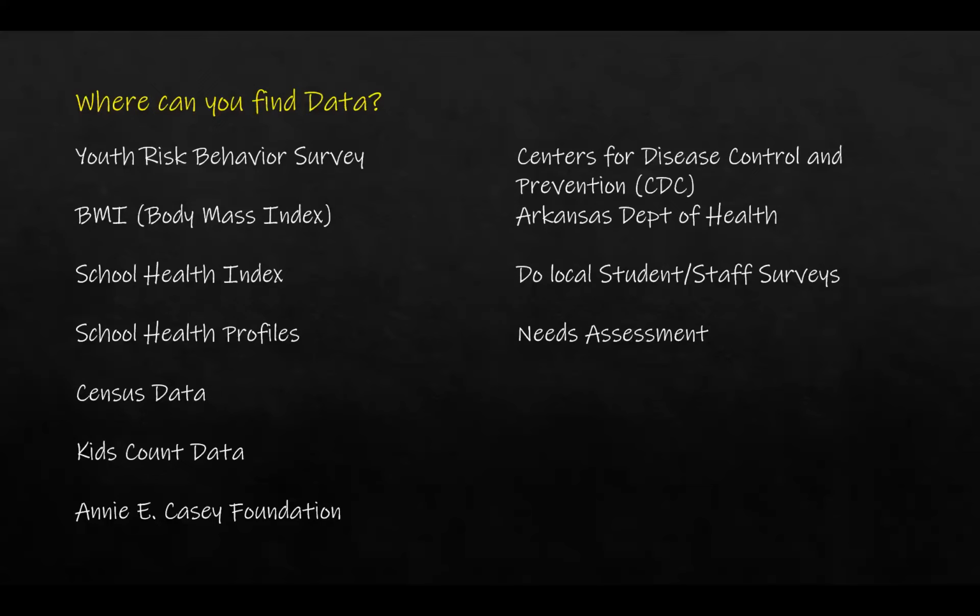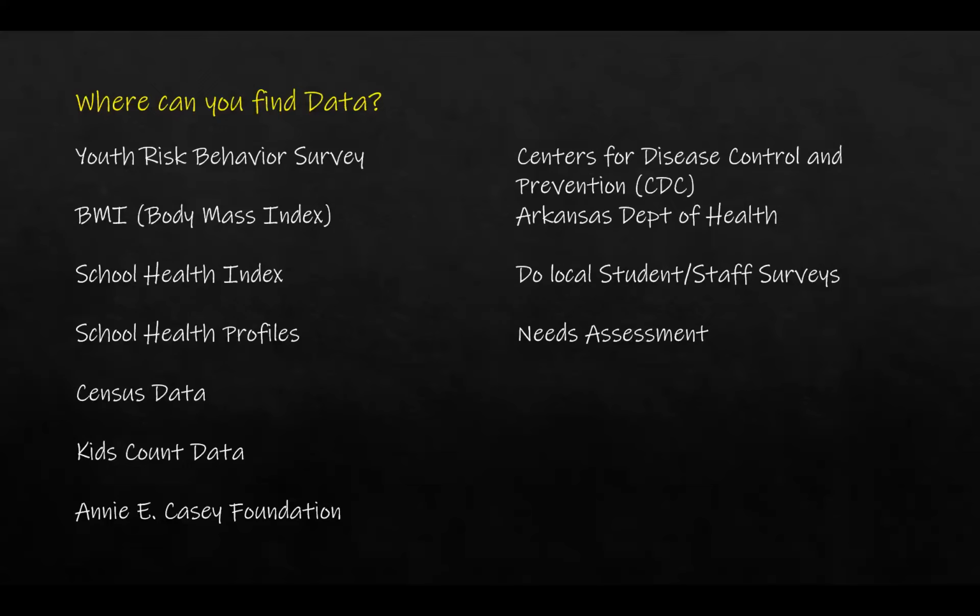The Youth Risk Behavior Survey is taken by high school students, and they answer questions on their risk-taking behaviors related to nutrition, physical activity, drugs and alcohol, and sexual behaviors. There's a lot of good information, and it's student generated.